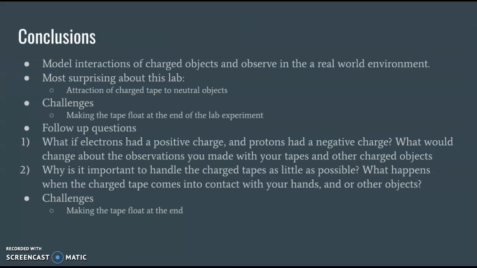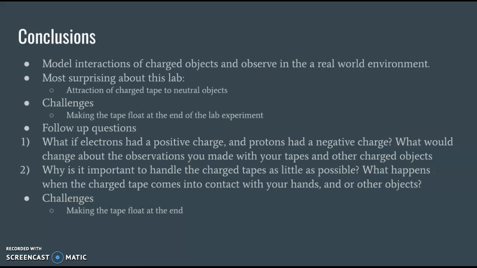And then some conclusions. So we modeled the interactions of charged objects and observed them in the real-world environment. The most surprising thing about the lab was that the charged objects were attracted to neutral objects. I didn't really expect that. And then the real challenge was making the tape float at the end. It took a couple tries.